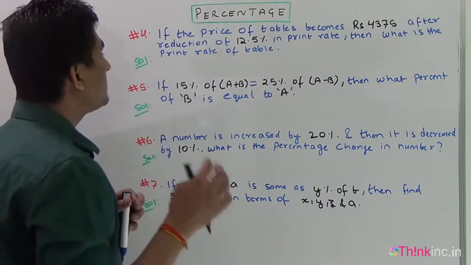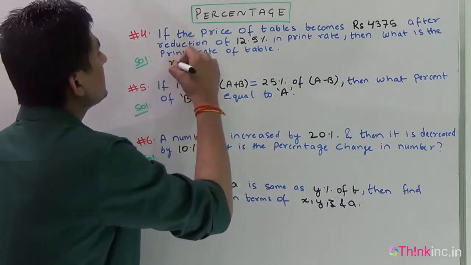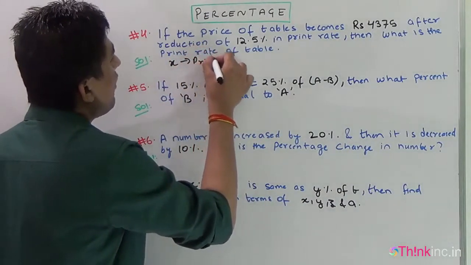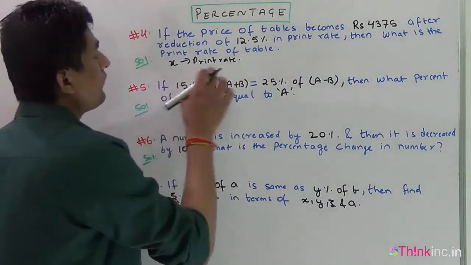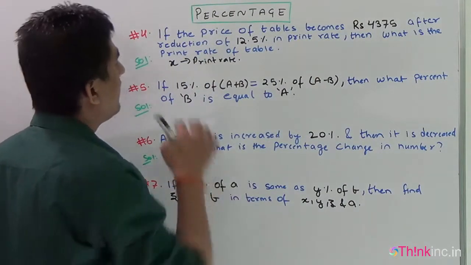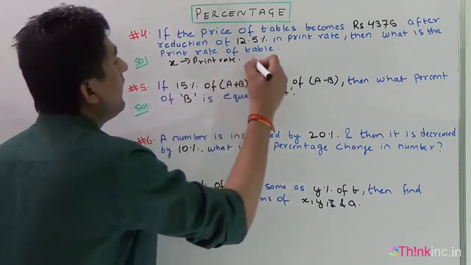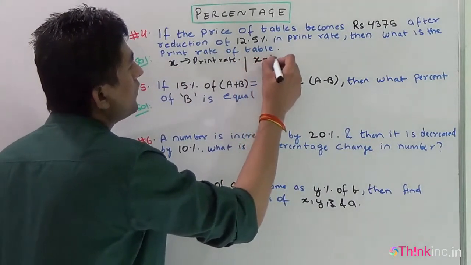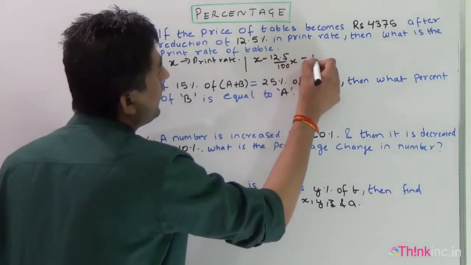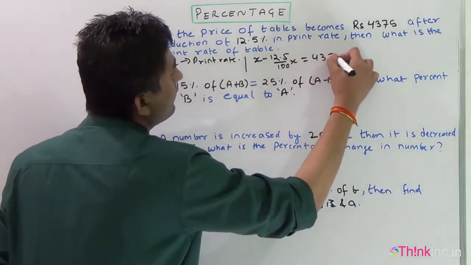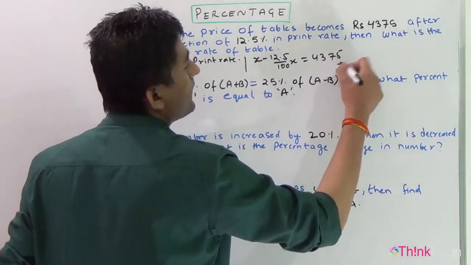So here I am assuming the print rate of a table to be X. That means X is the print rate of the table. I am assuming this. Now what? 12.5% of X is deducted from this. That means I deduct like this, X minus 12.5% of X, and I'll equate it with 4375.